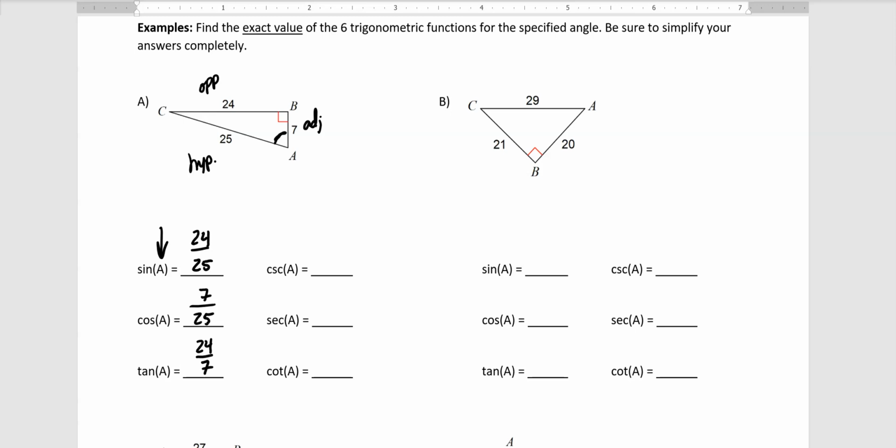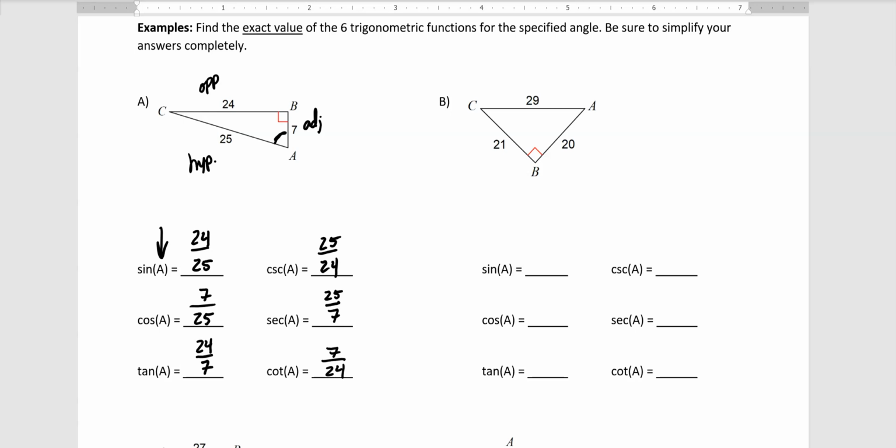Cosecant is hypotenuse over opposite, 25 over 24. Secant is hypotenuse over adjacent, 25 over 7. And cotangent is adjacent over opposite, which would be 7 over 24.